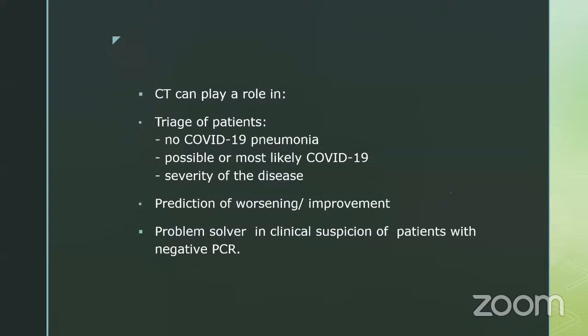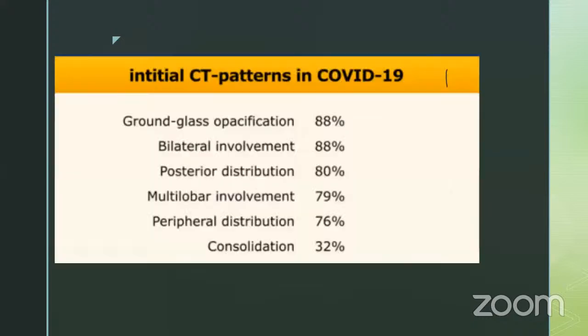CT comes as a problem solver in clinically suspicious cases wherein the patient presents with symptoms of COVID, but the RT-PCR turns negative. In such a scenario, CT helps in finding out whether he has involvement in the lung or not.